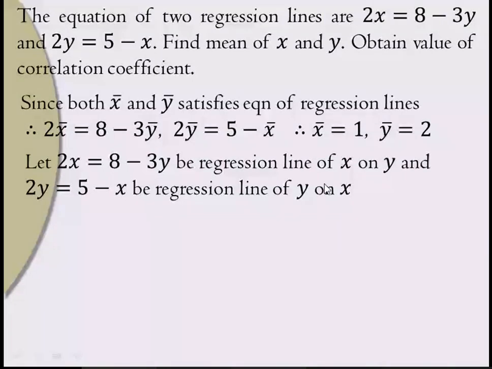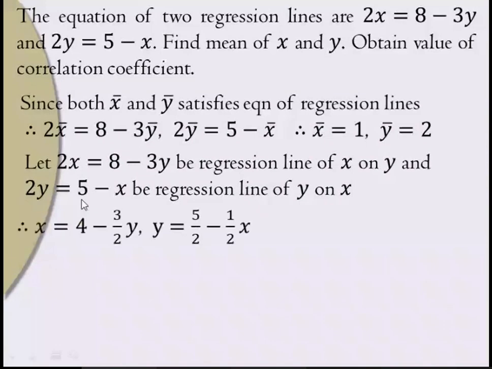You take any one equation as x on y and another equation as y on x. What is the equation of x on y? x minus x bar is equal to bxy into y minus y bar. In that case, the coefficient of x must be 1, since it is x minus x bar equal to something. For the regression line of y on x, we must have y minus y bar equal to something into x minus x bar, so the coefficient of y must be 1. So remove these coefficients, remove this 2 and 2.